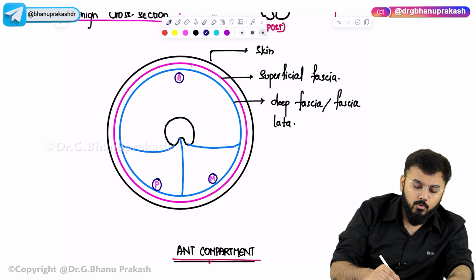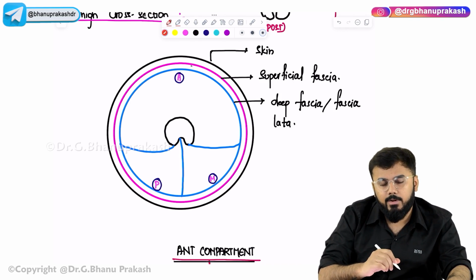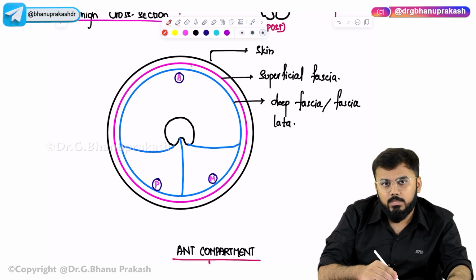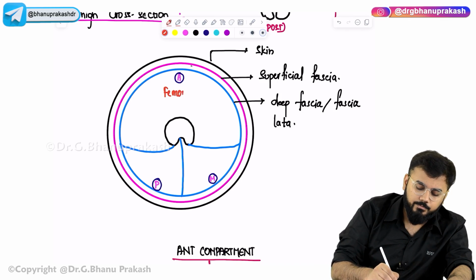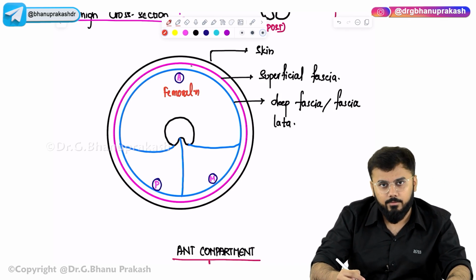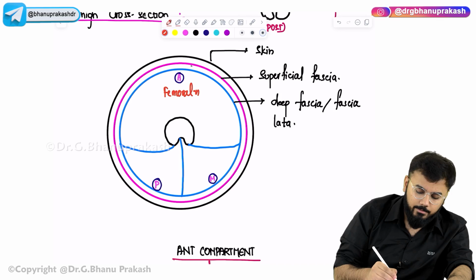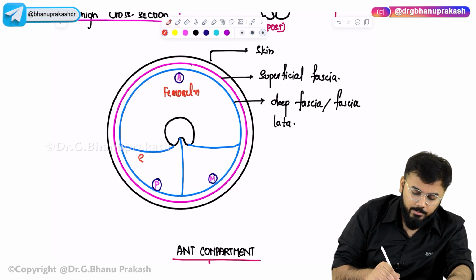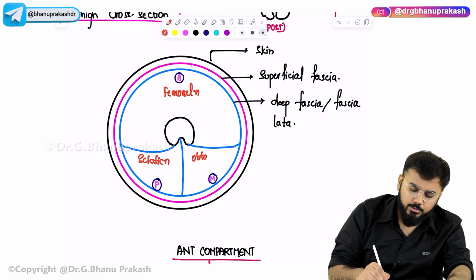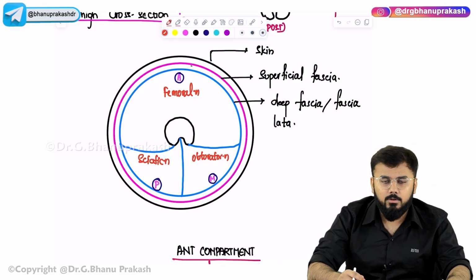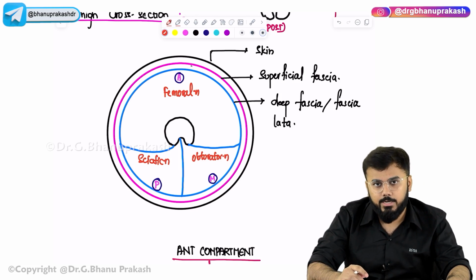So what is the nerve of the anterior compartment? It means what is the nerve that supplies your entire anterior compartment? That is your femoral nerve. And the nerve that supplies the entire posterior compartment is the sciatic nerve. In the same way, the medial compartment is supplied by the obturator nerve. So there are three important nerves over here: the femoral nerve, sciatic nerve, as well as the obturator nerve.